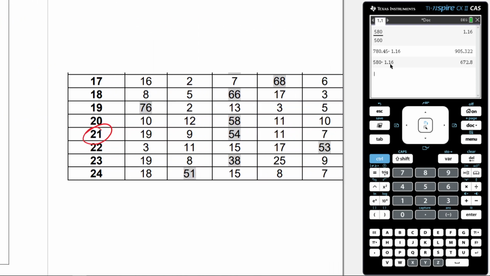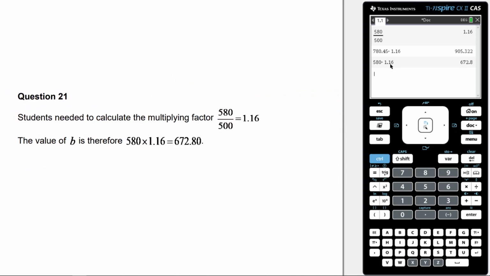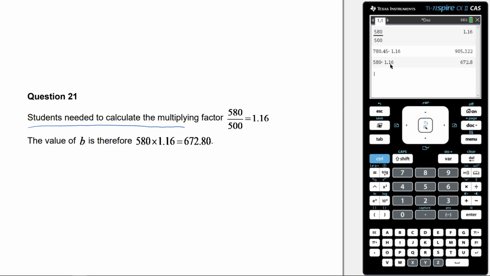If we now look at the examiner's report, you can see that sure enough, 54% of the state were able to get that answer correct. Students needed to calculate the multiplying factor by doing this. The value of b is therefore that.